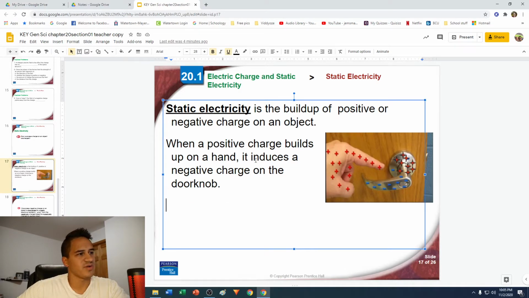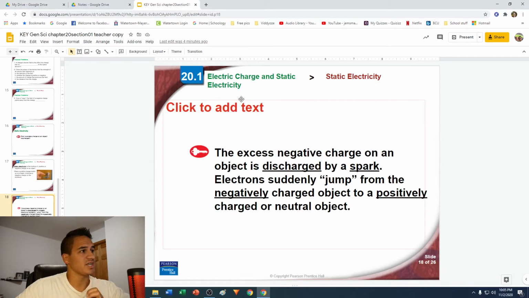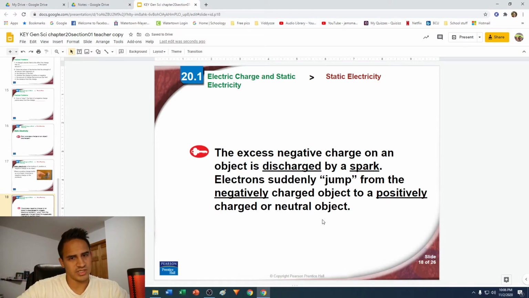Now, this is going to be different from electric current, which we'll learn about later in this chapter. But either way, okay, you have a buildup of charge. Now, the excess negative charge, again, can be discharged through a spark. The electrons will jump through the air, and they'll be negatively charged, and they'll jump to a positively charged object or a neutral object. And essentially, again, once they go there, then they'll travel through the object down into the ground, and then there they will disperse themselves into planet Earth, okay?